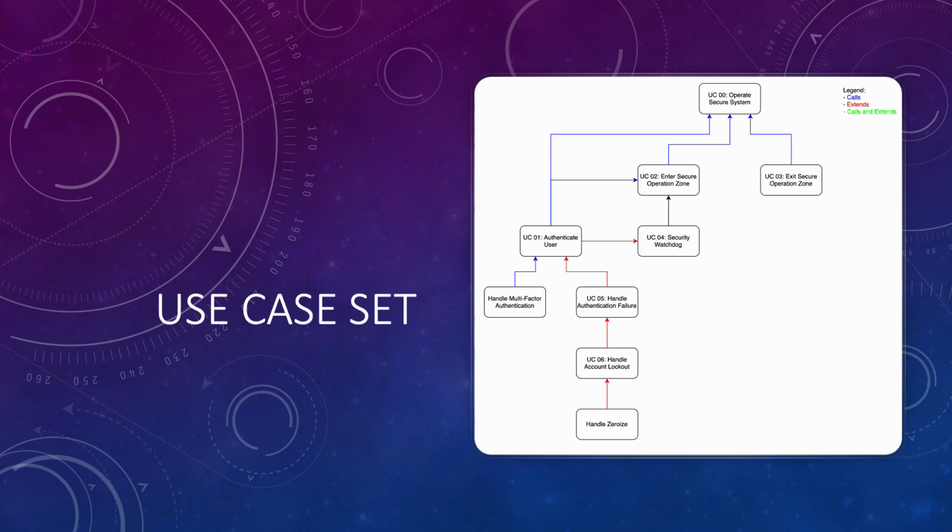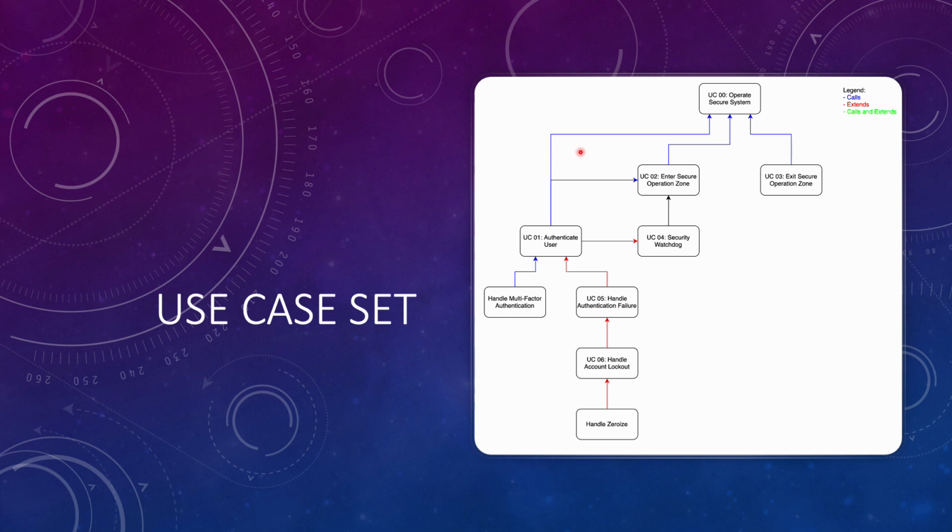For example, you aren't likely designing Azure Active Directory, so you would probably treat that as an external function, but the security watchdog thread is definitely internal to our design. We'll start at the very top of the diagram with the top level use case. So, operate secure system sounds very generic, but you can think of it as the main function of the design. We start here, and this use case will call other lower level use cases as if they were functions.